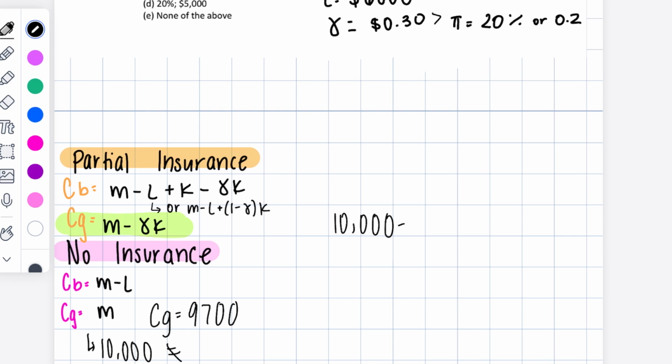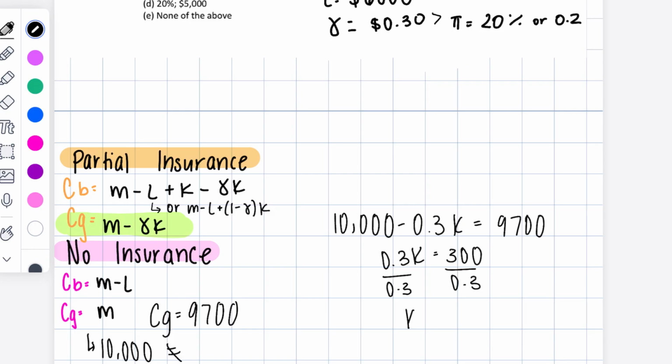Our gamma we know to be 0.3, and we can solve for K since we know his consumption in the good state was $9,700. This means 0.3 K equals 300, and then if we were to divide this out, we'd get K equals 1,000, right? You can just move this decimal over and add a 0 there. So 3,000 divided by 3 is 1,000.